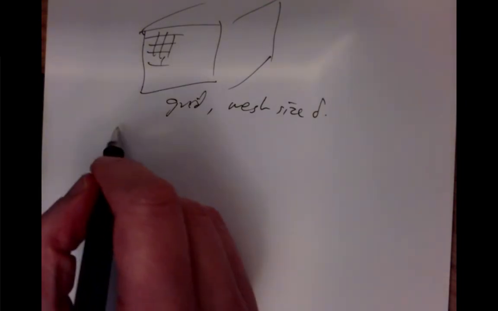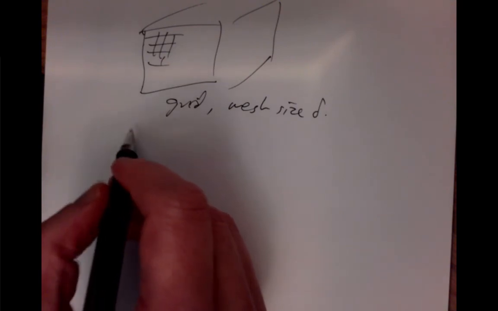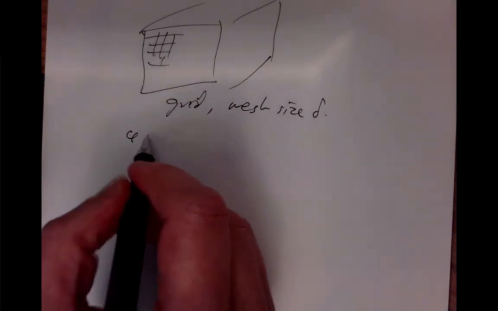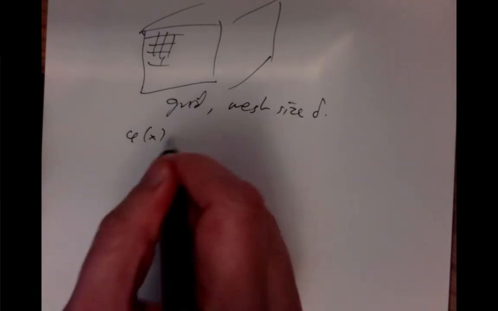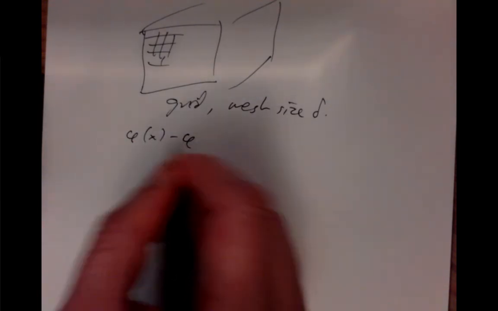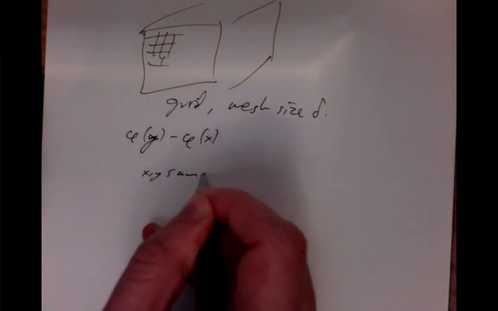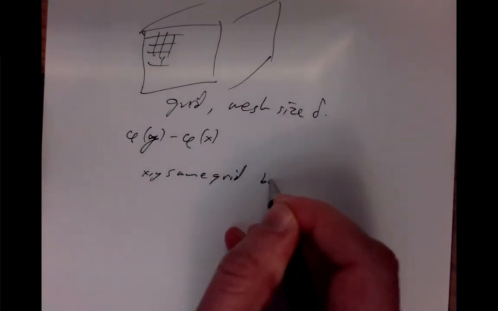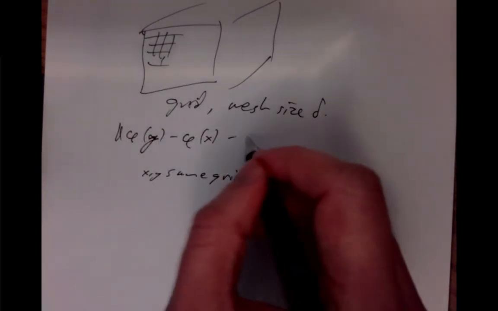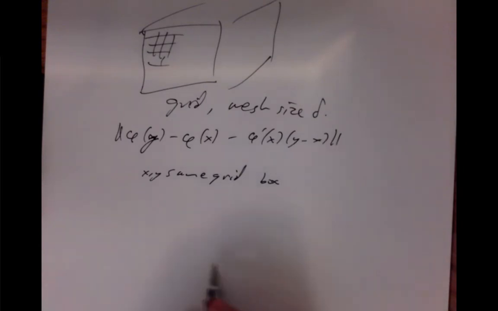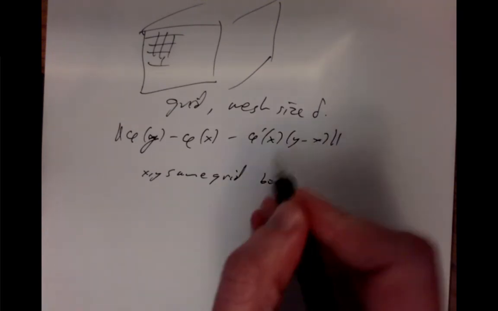If we make the grid really, really fine, then we can say that the nonlinear map phi is approximated pretty well by its linear approximation inside little tiny grid boxes. In other words, we can assume that in our grid boxes, phi of y minus phi of x, for x and y in the same grid box, is approximated pretty well by the linear approximation phi prime of x times y minus x. And we can assume the error is very small.